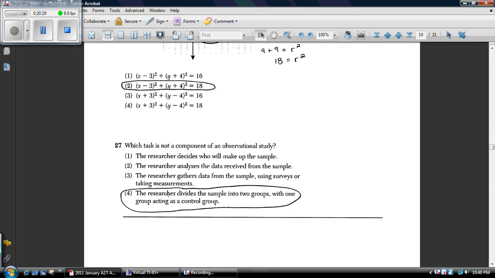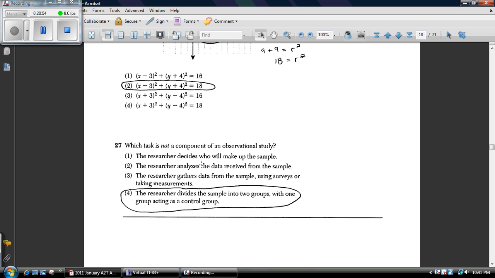Which task is not a component of an observational study? The researcher decides who will make up the sample. No, that when you are doing an observational study, it's the researcher. I'm sorry. Which is not a component of an observational study. The researcher decides who makes up the sample.